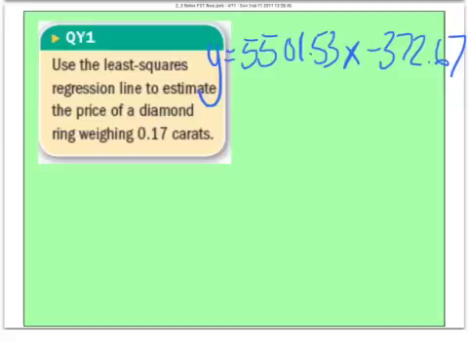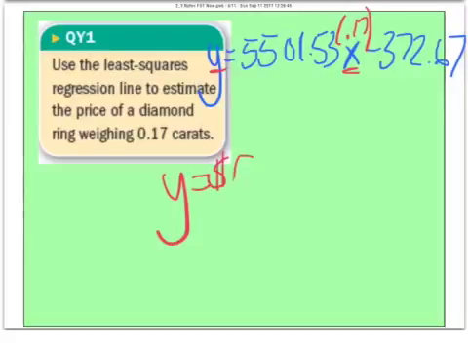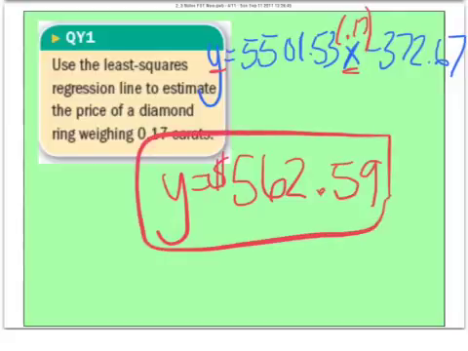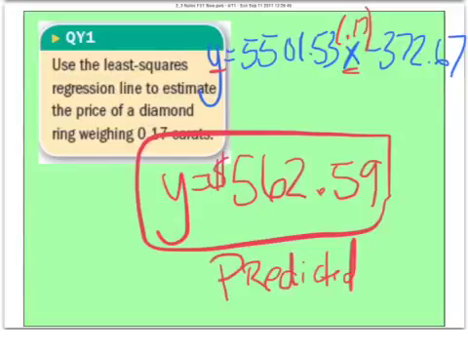Okay, this next example says, use the least squares regression line to estimate the price of a diamond ring weighing 0.17 carats. Again, the hardest part is just realizing if that's the x or the y. Keep in mind for our equation, x was the weight, so all we need to do is take x out, and we're going to put in here the 0.17. Check your computation carefully. You should get that the predicted price is $562.59. So what you want to take away from this, by the way, is that's what the regression line gives you, the predicted amount.